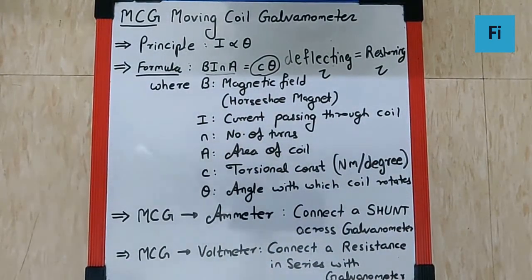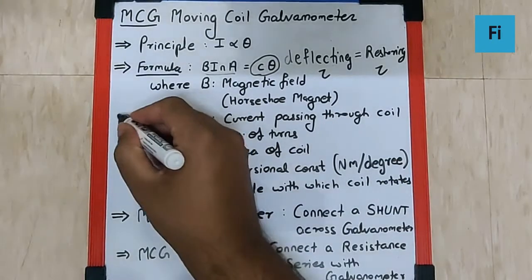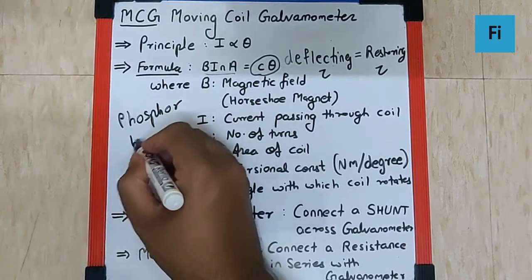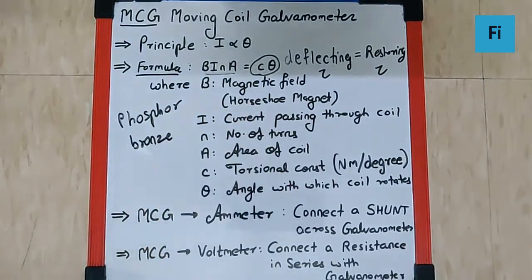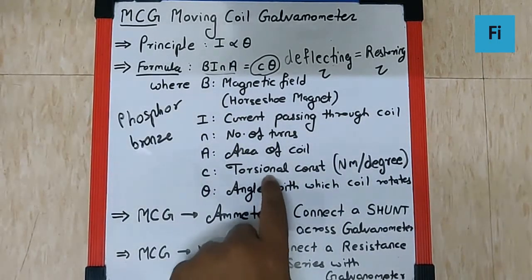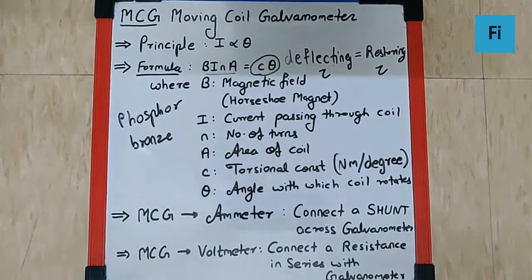So basically this part is because of the elasticity of the material. Phosphor bronze is a material which is used, which has a very good torsional constant, and by which it will restore to its original value very easily and very quickly. So that's why we prefer using phosphor bronze wire in the case of moving coil galvanometer.